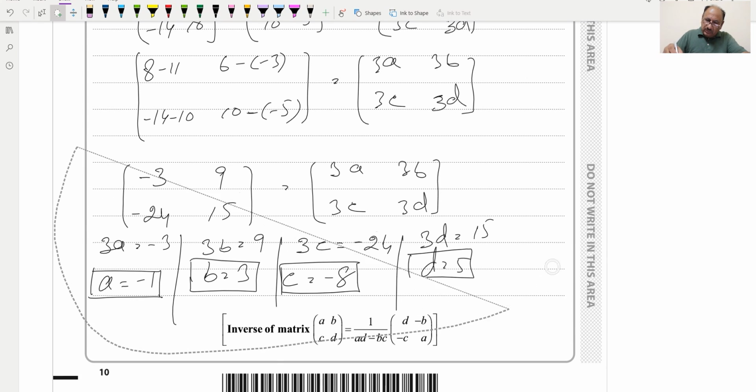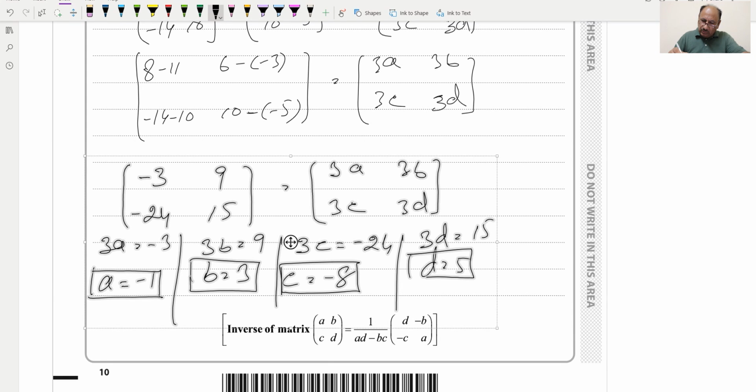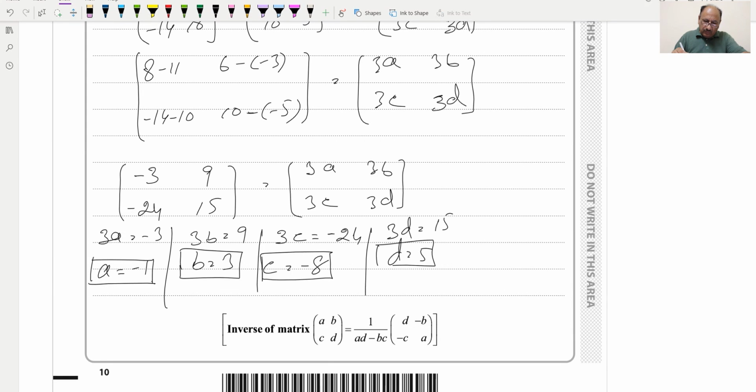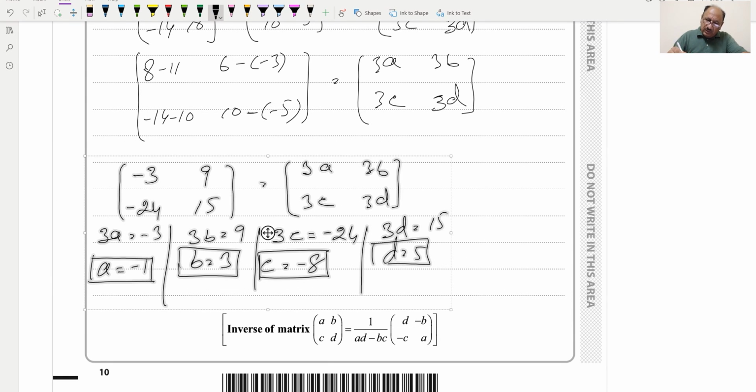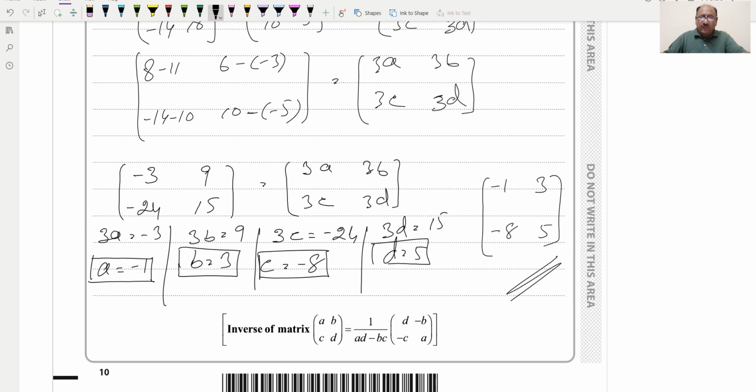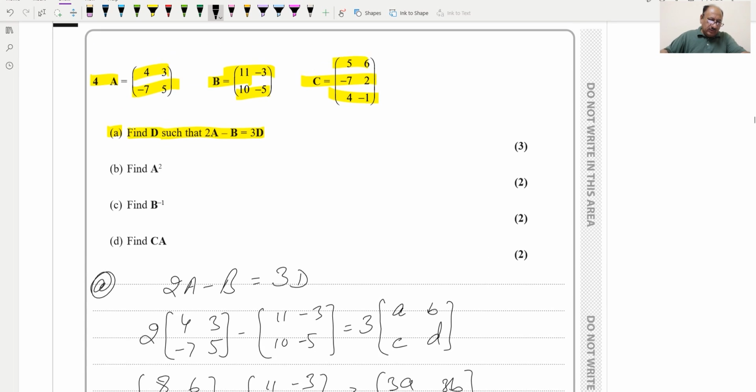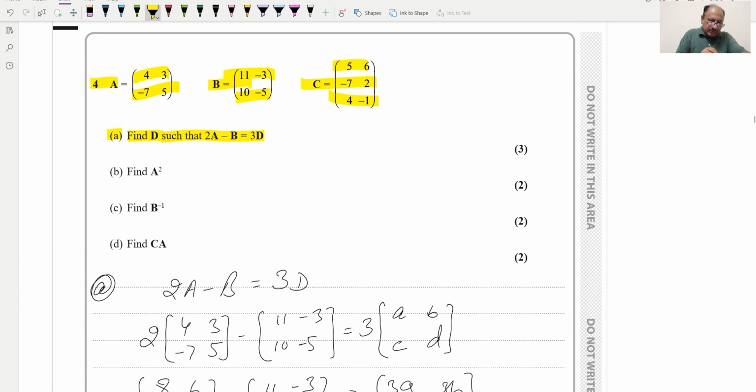Now we can shrink this to get space for our answer. Our answer will be A is minus 1, B is 3, C is minus 8, and D is 5. And this is the final answer for this question. A part is done. Now we can move to the B part.